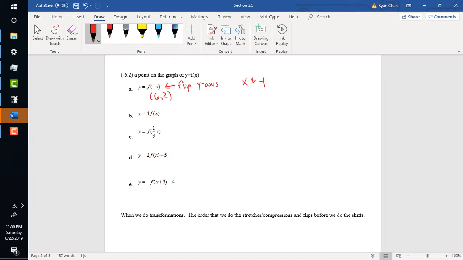Part B, let's take a look at this one here. I have a vertical stretch by 4. So that means I'm multiplying y by 4. So this is negative 6 comma 2. So this ends up being negative 6 comma 8 because I'm multiplying my 2 by 4.